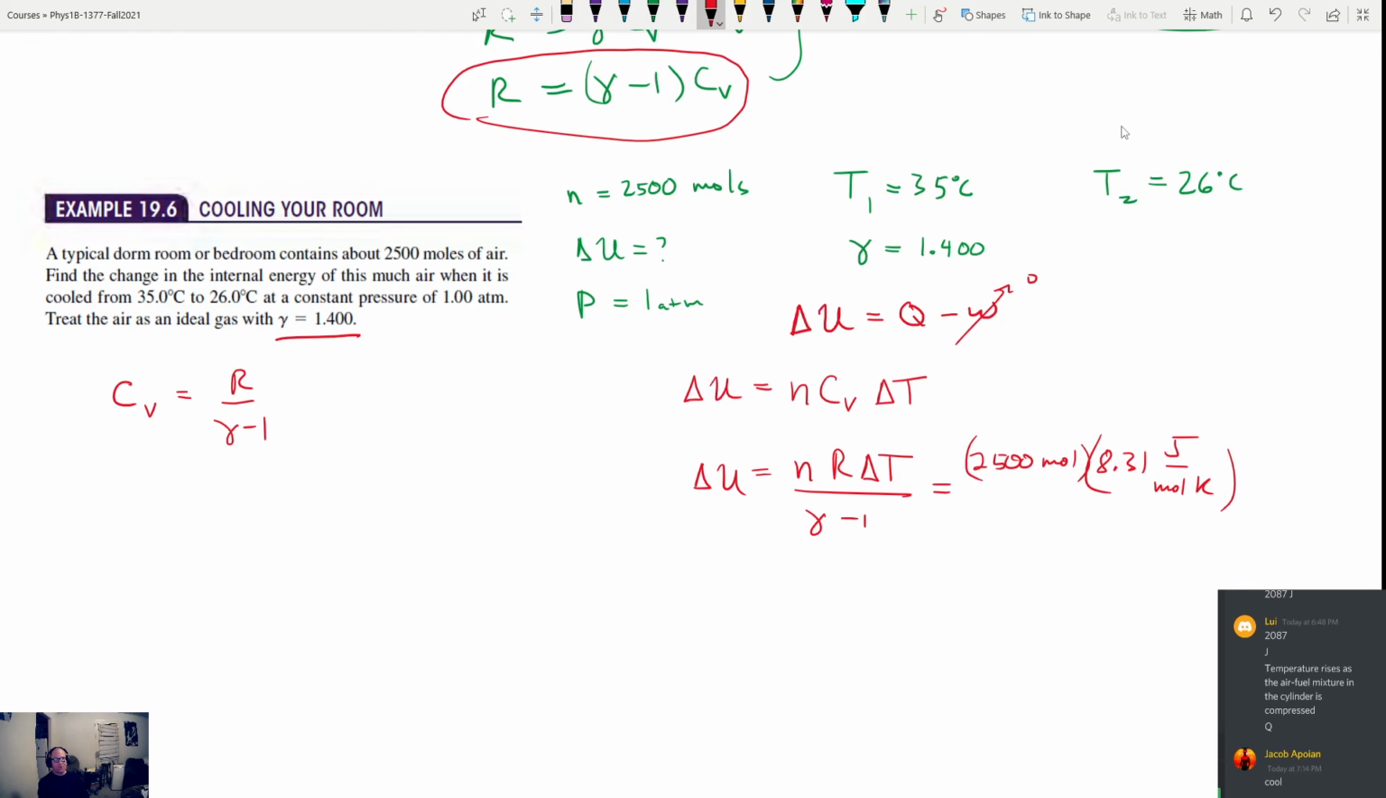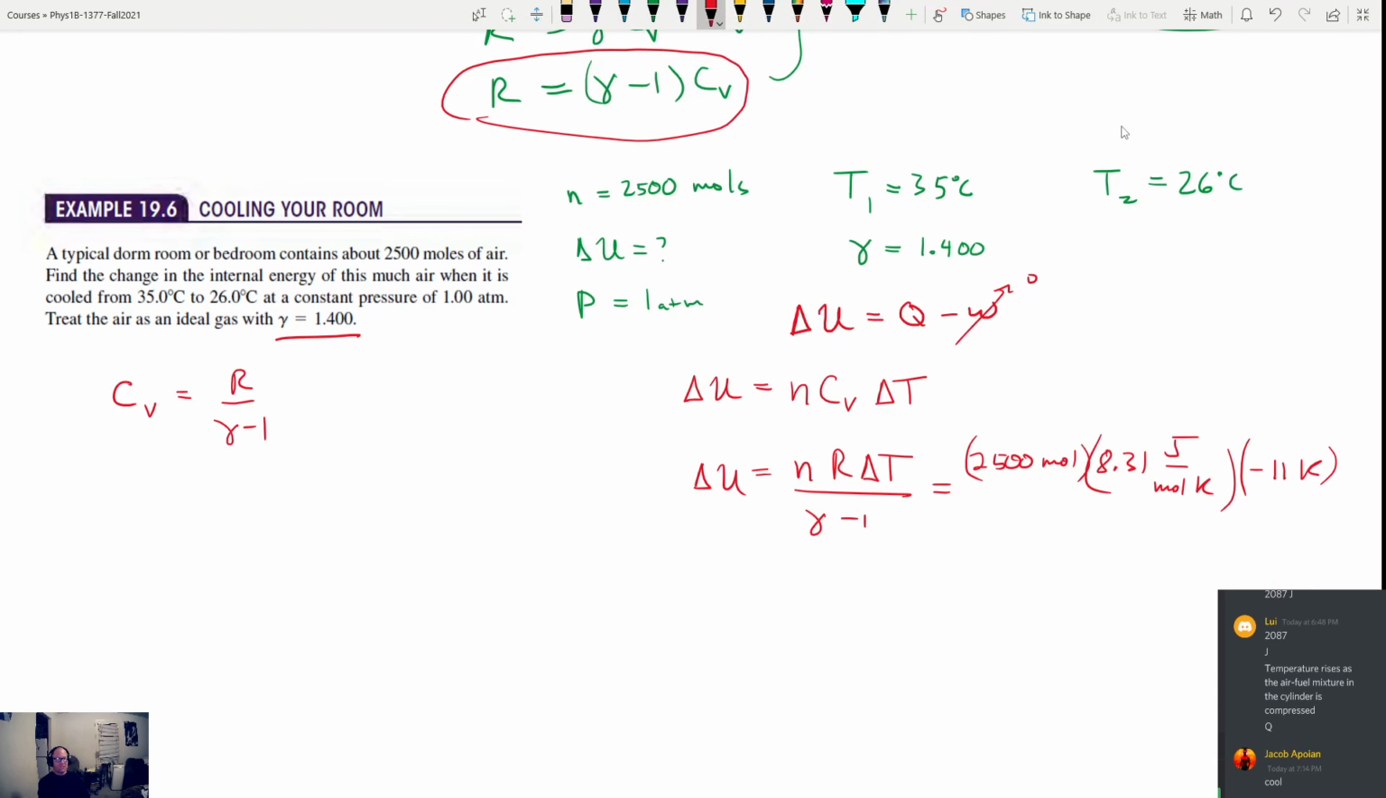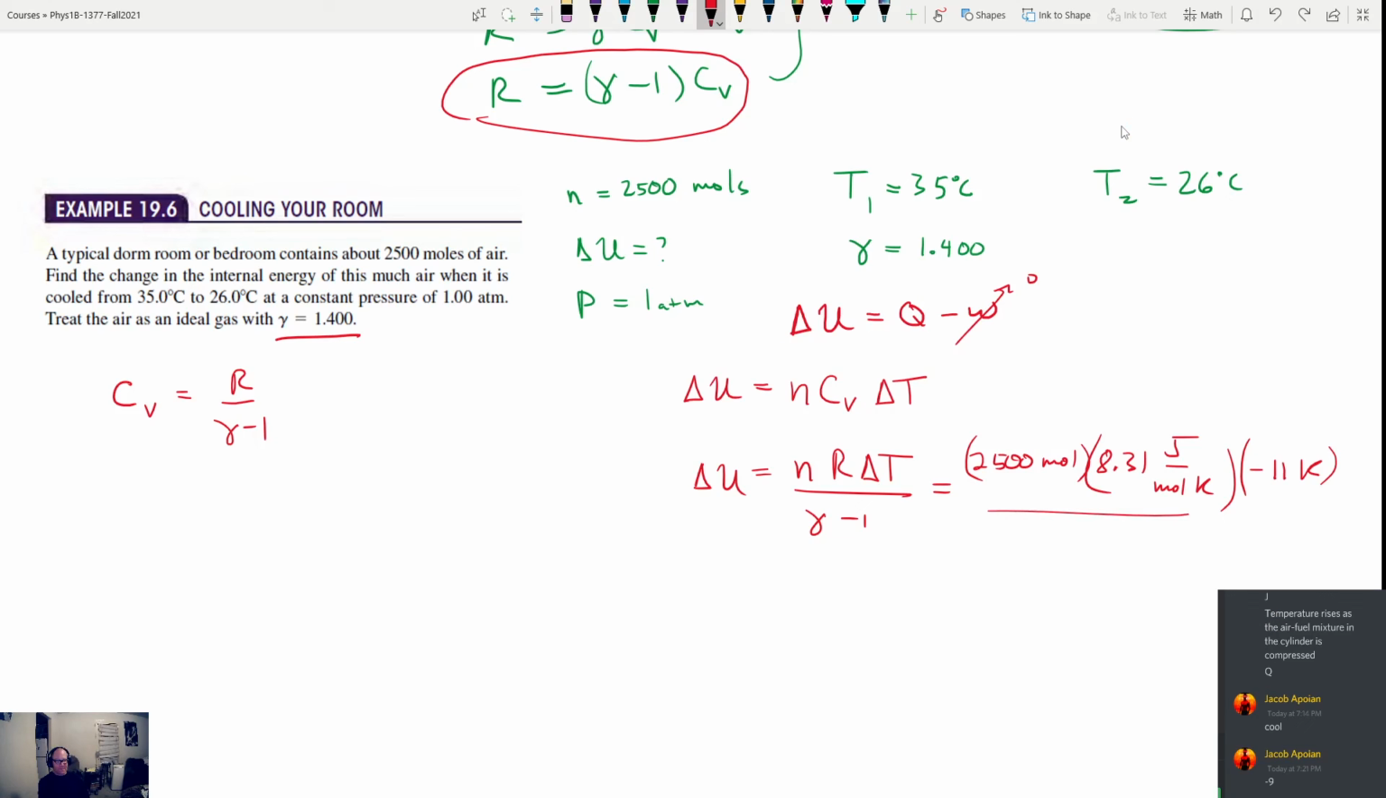multiplied by the change in temperature, which looks like negative 11? Is that right? T2 minus T1, 26 minus 35? 26 to 36 would be 10, so it's 11. All right, and then we have to divide that by gamma minus 1, which will be 1.4. He's saying it's negative 9. Yeah, 26 down to 36.